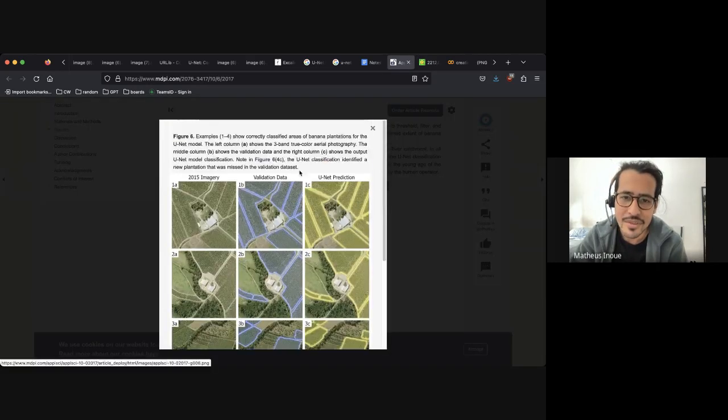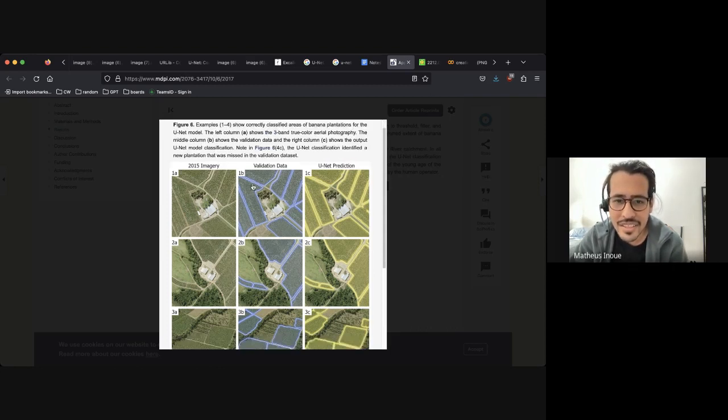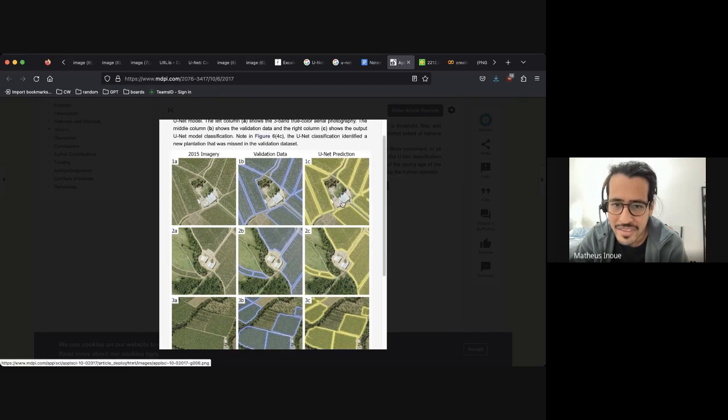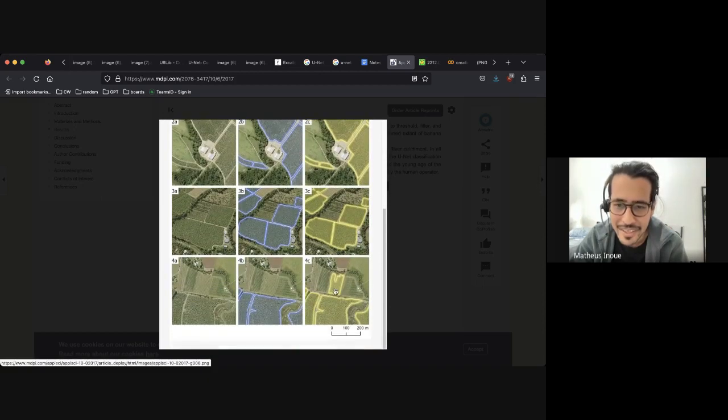And this one I think is also interesting, it's also for detection, with satellite imagery, detection of banana plantations. Yeah, banana plantations. Basically you can see here, in blue is the true label, and the UNET is in yellow. So you can see it's near perfect. And it's funny in this paper that they say, I note in figure 6, that the UNET classification identified a new plantation that was missed in the validation set. So you see that the UNET was able to find this plantation, and the guys missed that. So it's kind of funny, right?